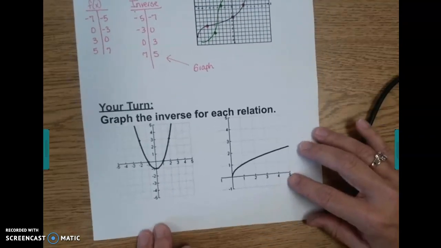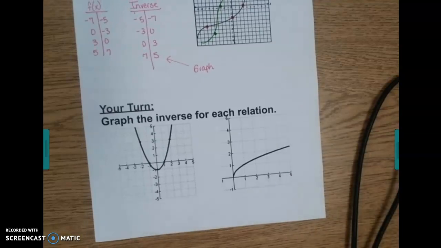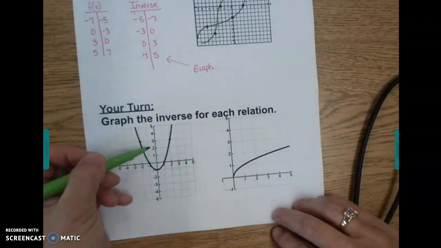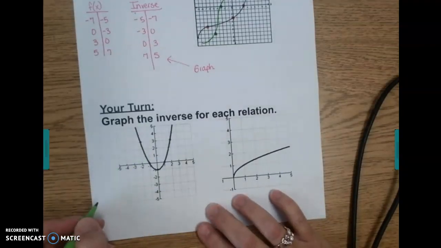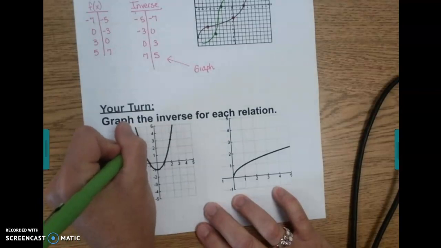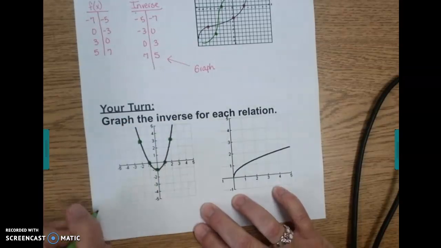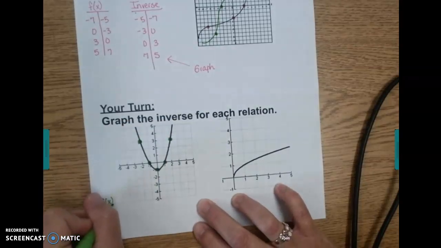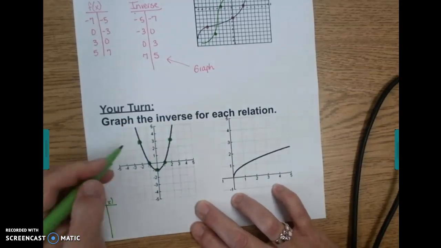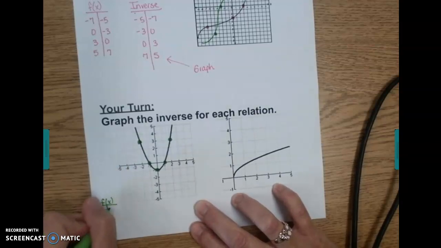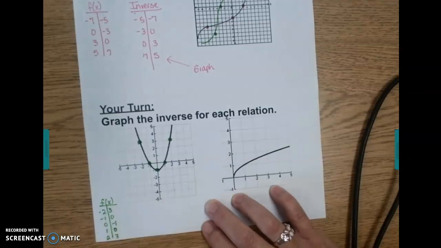Last, it's your turn, so you would graph the inverse again. So it's not always a reflection, so don't think you're just going to flip this parabola over. So let's make our table of values again. So there's a point, there's a point, there's a point. So here's our function. So I've got -2, 3. I've got -1, 0, 0, -1, 1, 0, and 2, 3.